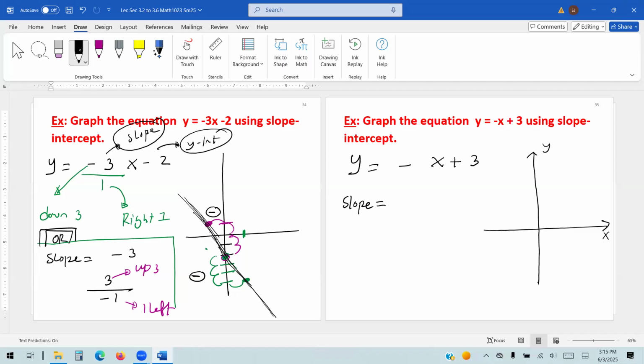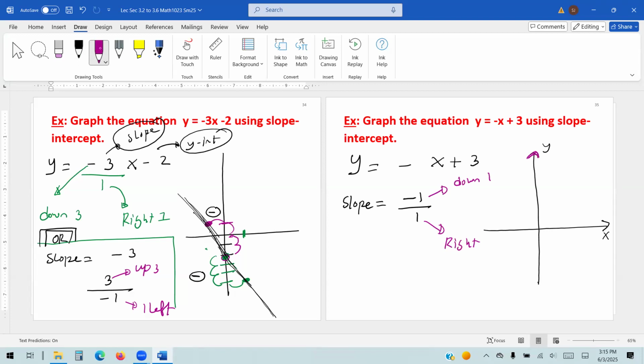So what is our slope here? Negative 1 over 1. So negative 1 means which direction we are going? Down. Down 1. And positive 1 on the denominator. Right. If you're confused, connect them with the axis.